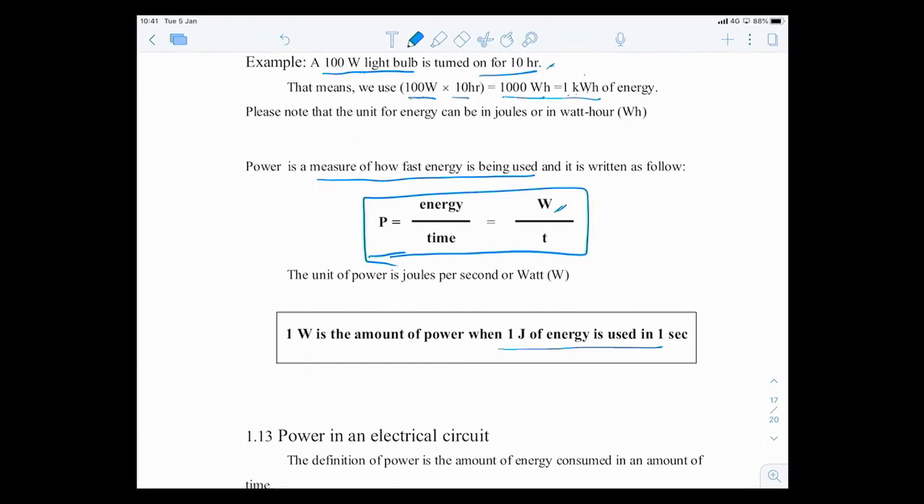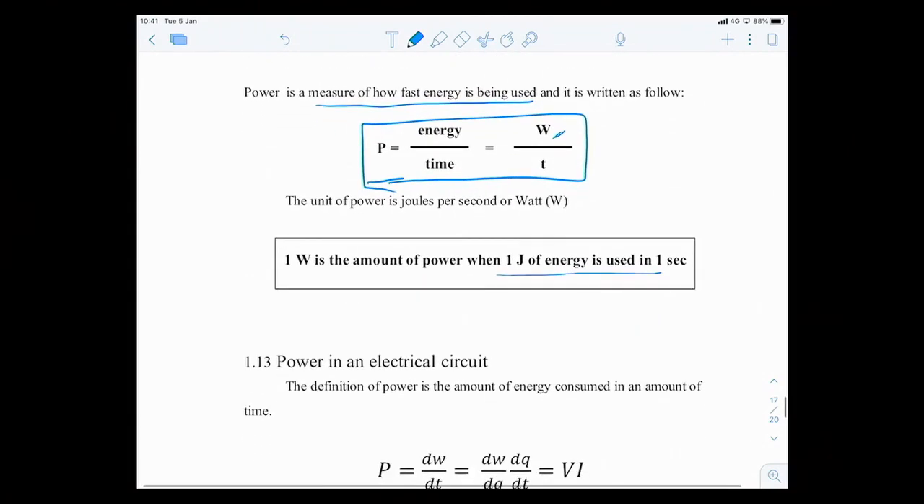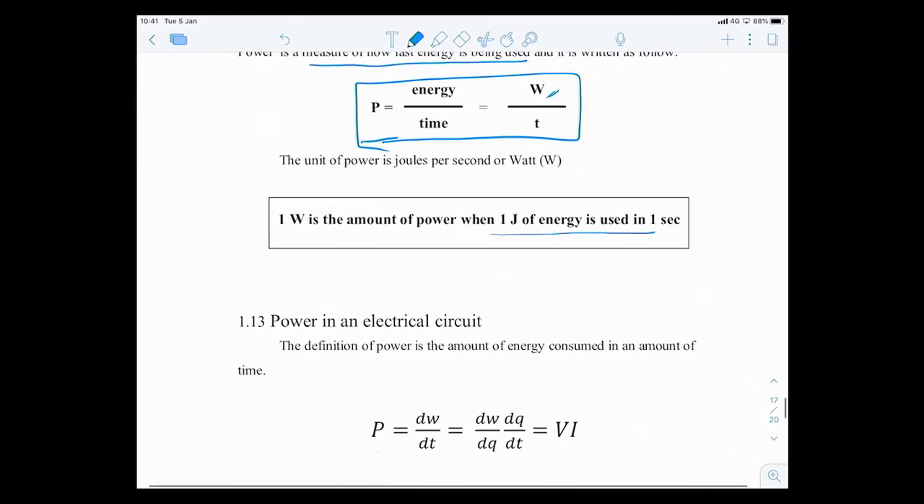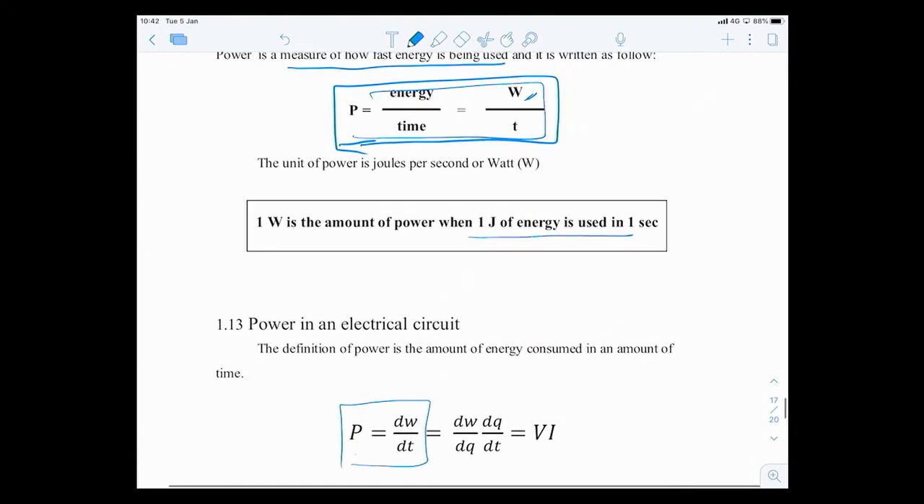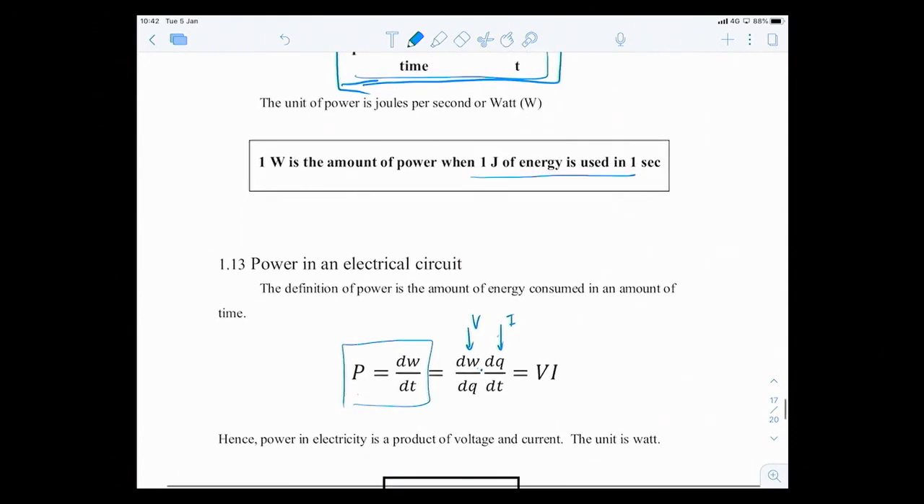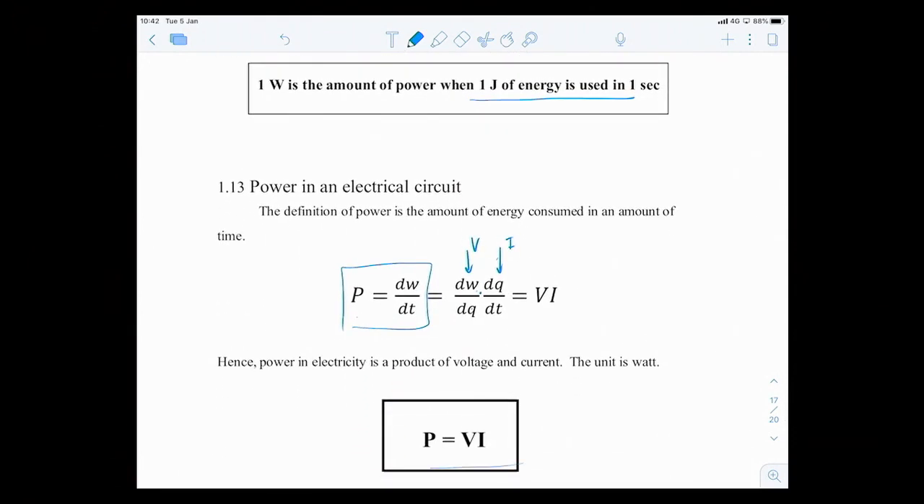How about the power in an electrical circuit? We don't deal with energy, but power. So what is the formula that we remember for power? Well, power is energy per time. So P is equal to dW/dt, but it can also be written as dW/dq multiplied by dq/dt. This is the definition for voltage, and this is the definition for current I. Therefore, that's why we remember our power formula in electrical class as P equal to V times I.